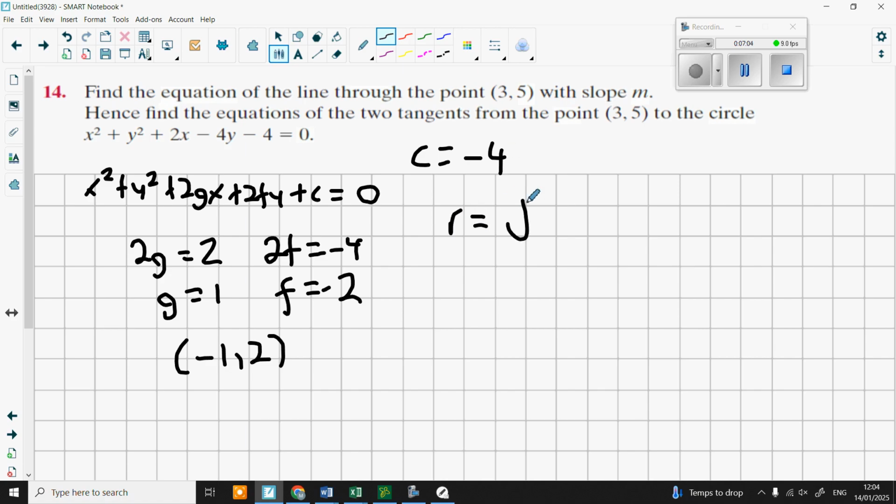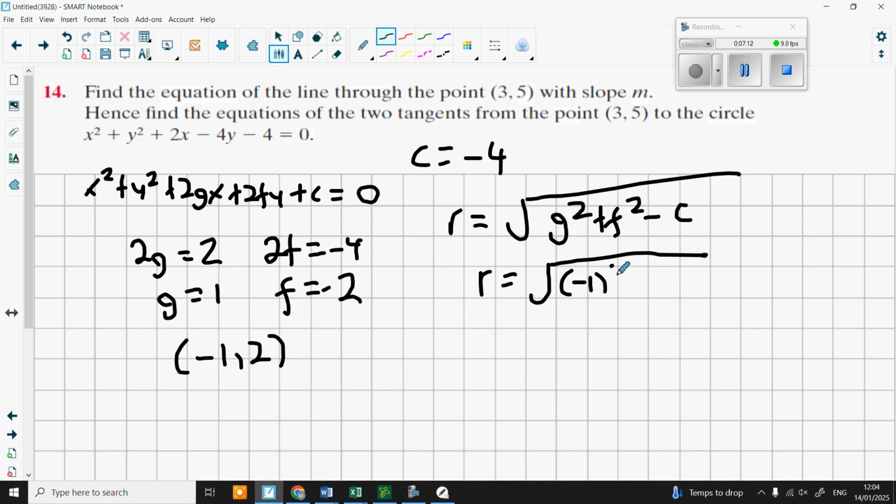I'm going to find out the radius of this circle by doing g squared plus f squared minus c. So radius is going to be minus 1 squared. Is that right? Oh, sorry, plus 1 squared. Minus 2 squared. Minus c is plus 4. Which is actually going to be 9. Is everybody happy with radius value of 3?